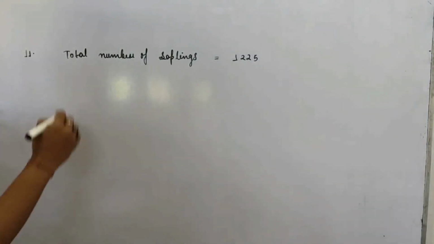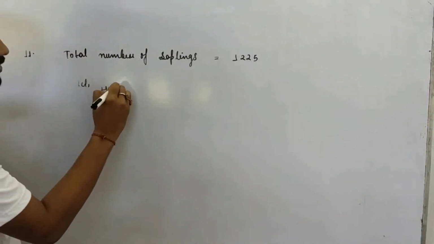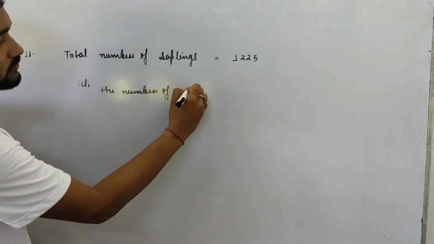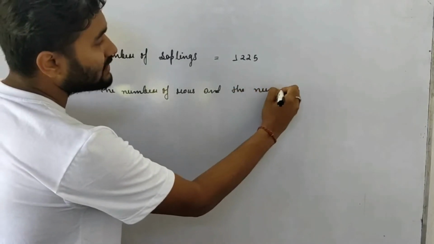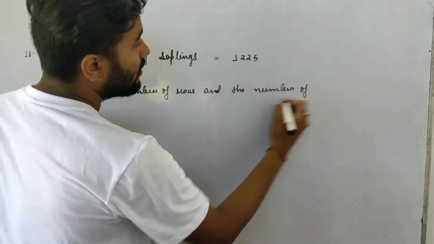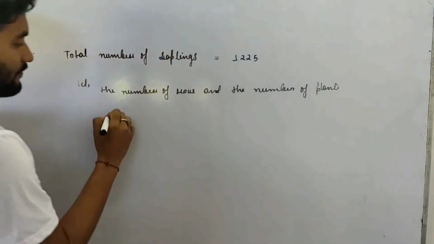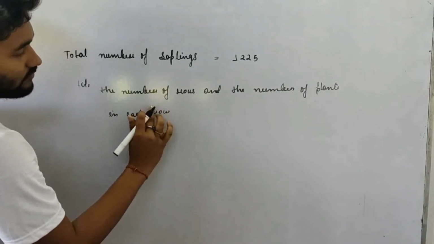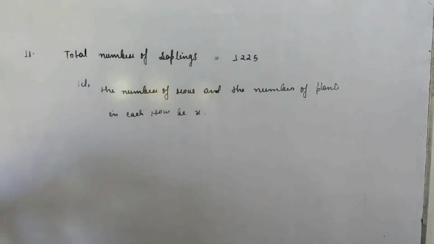Okay. So we will write: let the number of rows and the number of plants in each row be x. Done.